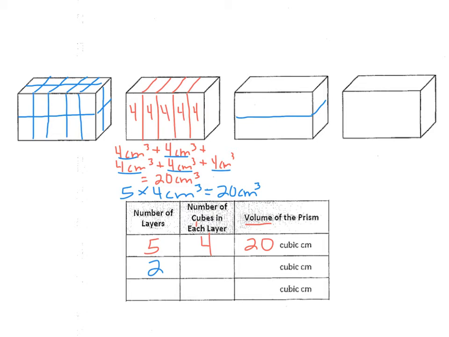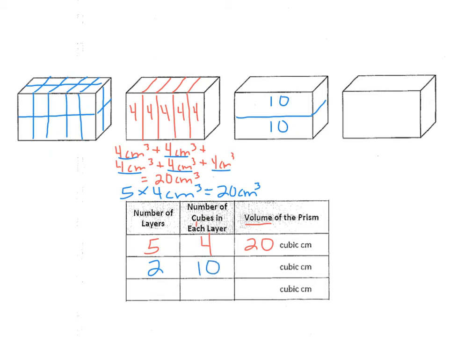So let's go over and count. So I'm counting on the top. 1, 2, 3, 4, 5, 6, 7, 8, 9, 10. So I know in my top layer I have 10, and my top layer is sitting right on top of the bottom layer. So that must also have 10. So I have 2 layers. Number of cubes in each layer, 10.